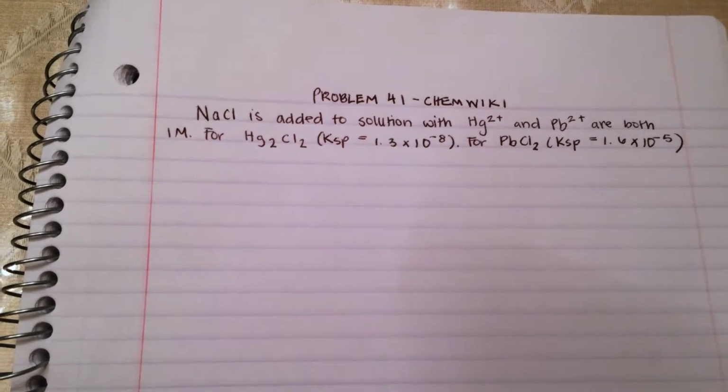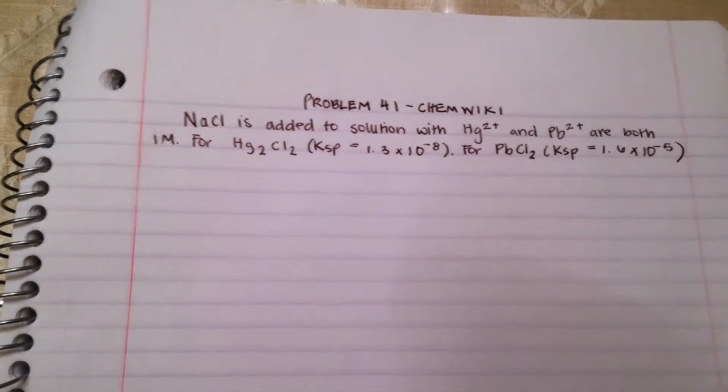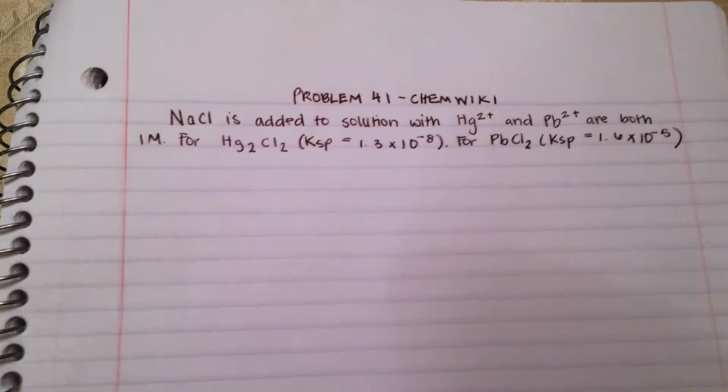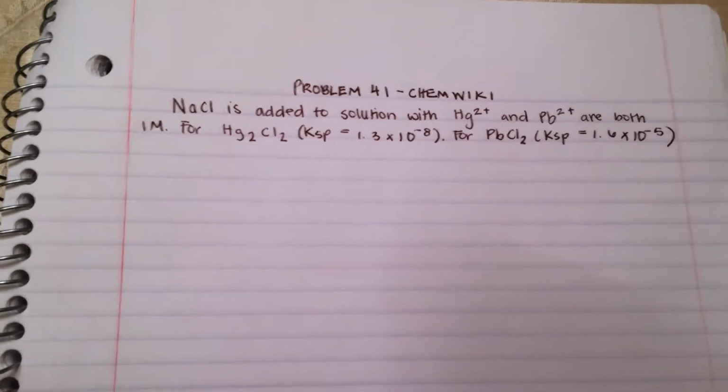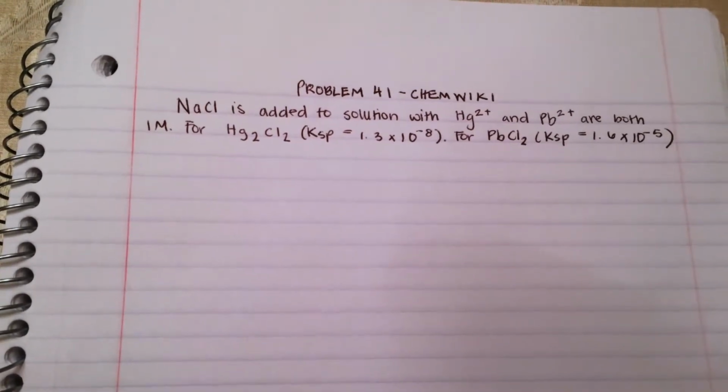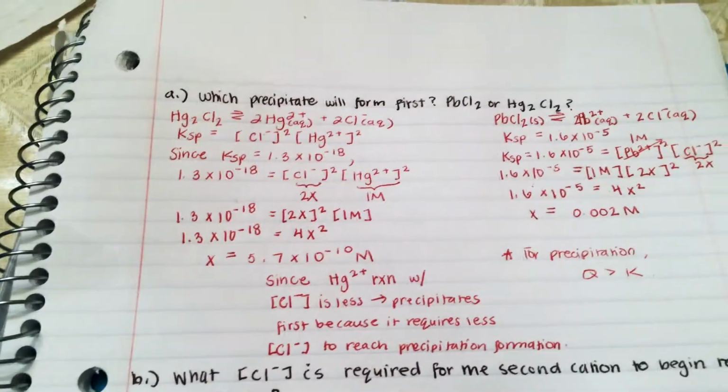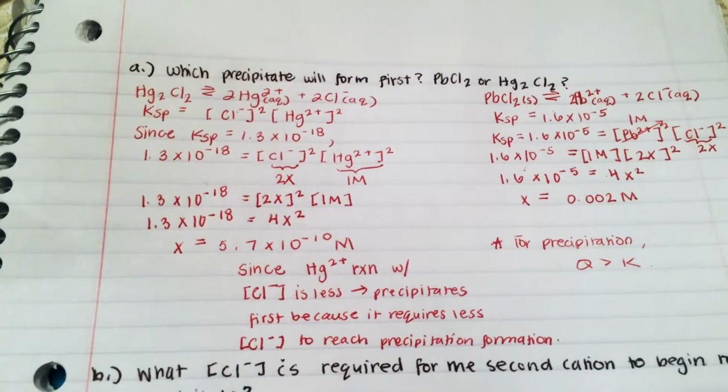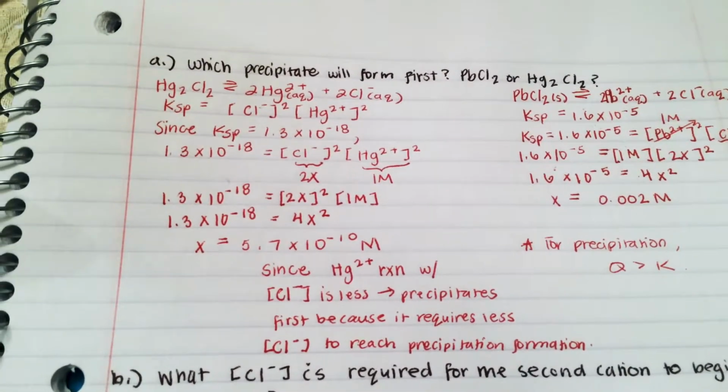Feel free to pause or rewind back to this equation because I will be referring to it, as this problem has maybe about 4 or 5 steps. So hang on. In part A, it asks which precipitate will form first. So let's do Hg first.